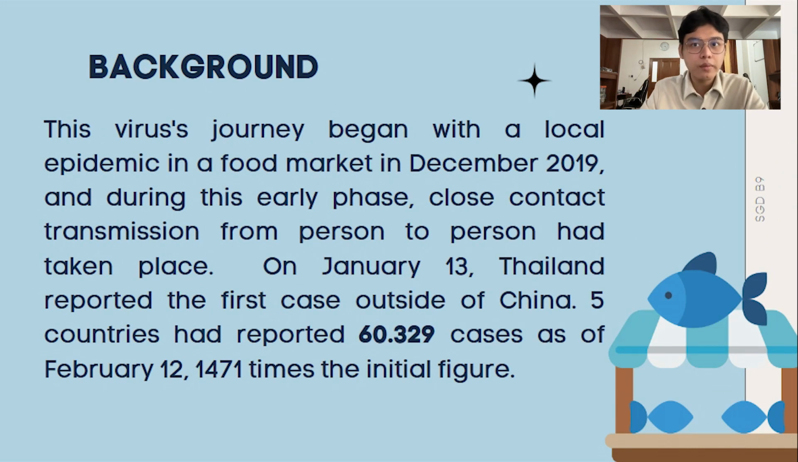This virus's journey began as a local epidemic in a food market in December 2019, and during this early phase, close contact transmission from person to person had taken place. On January 13, Thailand reported the first case outside of China, and 5 countries had reported 60,329 cases as of February 12, 471 times the initial figure.